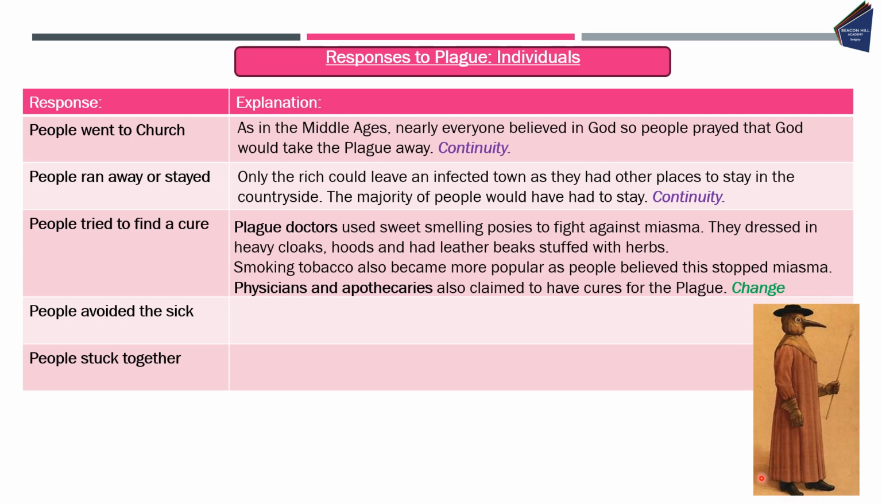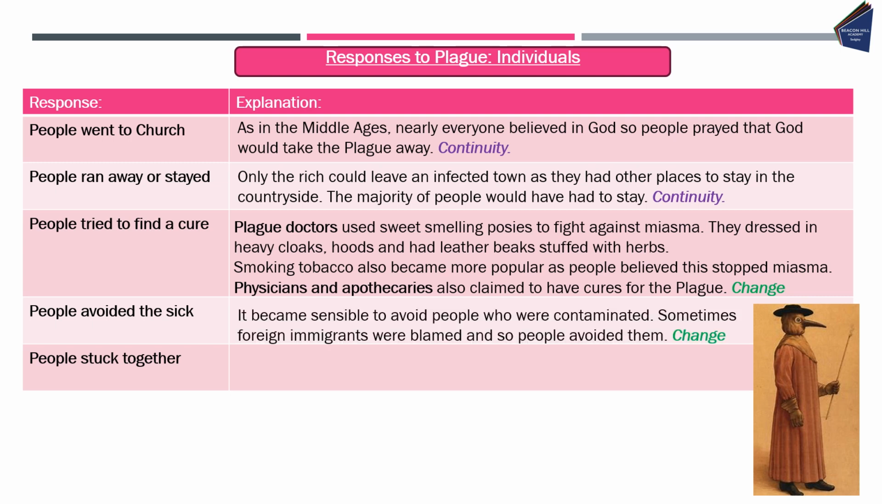They also began to smoke tobacco, which became more popular, again because of the belief that it stopped miasma. And we do have physicians and apothecaries who also appear who claim to have cures for the plague. None of this worked, but there were people who believed that these plague doctors could cure them. So this is a big change from medieval Britain. People avoiding the sick. So it became sensible to avoid people who were contaminated. Sometimes foreign immigrants were blamed, and so people avoided them. So this is a change.